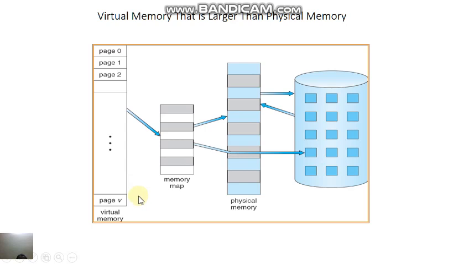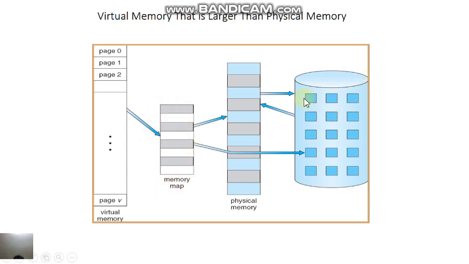In this diagram, you can see there is a virtual memory part where we have pages from page 0 to page V. Okay, page 0, page 1, page 2 till page V. And there is one block we have in the middle, that is the memory map. This memory map is mapping the physical memory with the virtual memory. Now this is the entire logic here in the memory map where we are going to implement the demand paging. This is what we are going to implement.